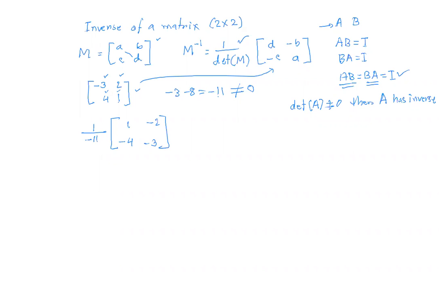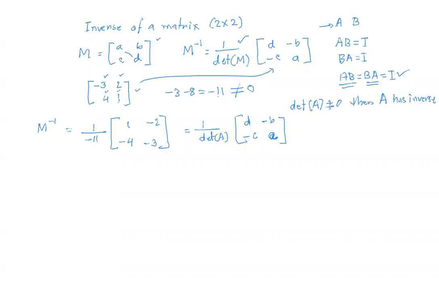So now this is D, and it has the same structure as 1 over the determinant of the matrix A times D, -B, -C, and A. I just did that. Now this is it, that's done. So that's your inverse, M inverse, or A inverse, whatever you call it.